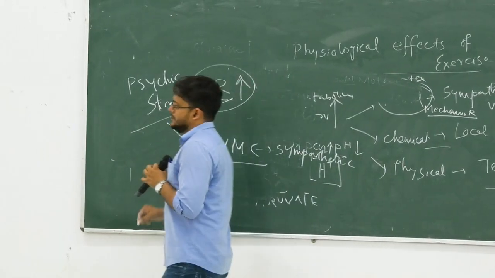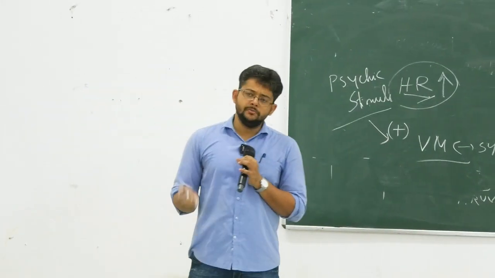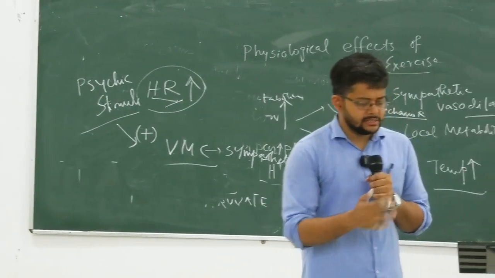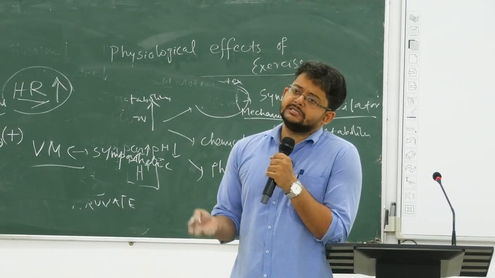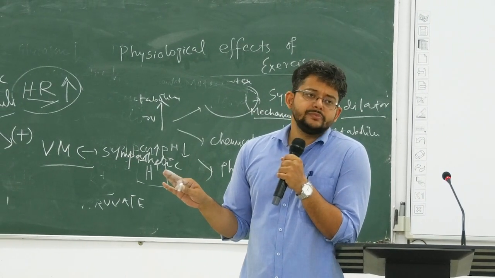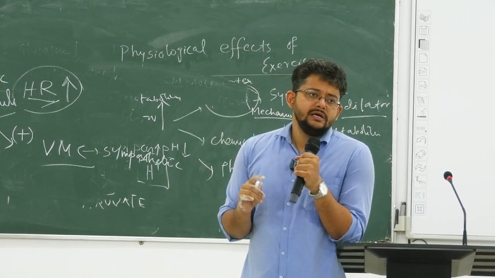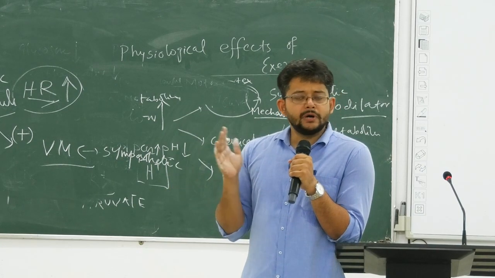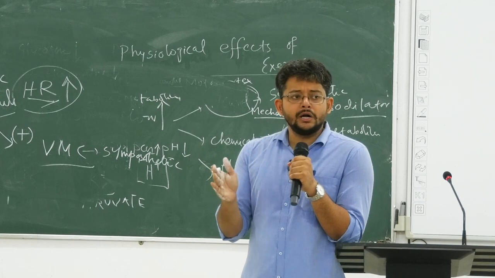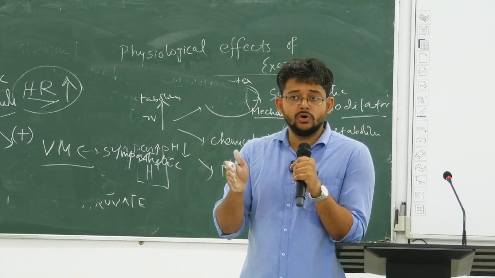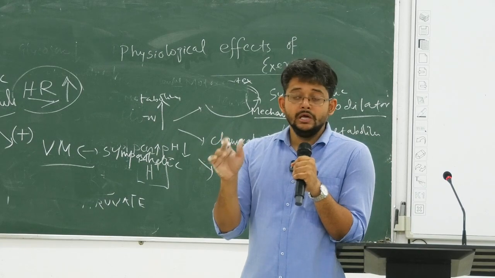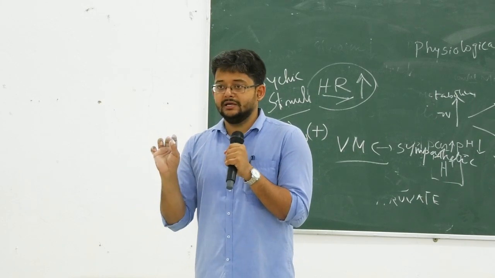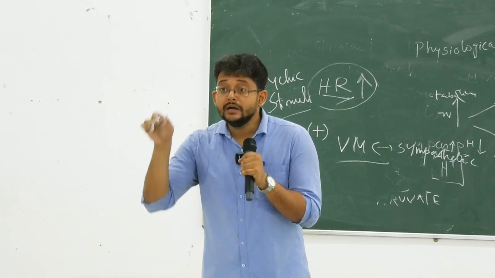Then the second thing: heart rate increases in both types of exercise. If it is isotonic exercise or isometric exercise, heart rate will increase in both cases. If heart rate increases, does the cardiac cycle shorten or lengthen? Shortens. If the cardiac cycle is shortened, which part is preferentially more shortened, systole or diastole? Diastole. If diastole is shortened, what will be its impact on filling? Ventricular filling will decrease.